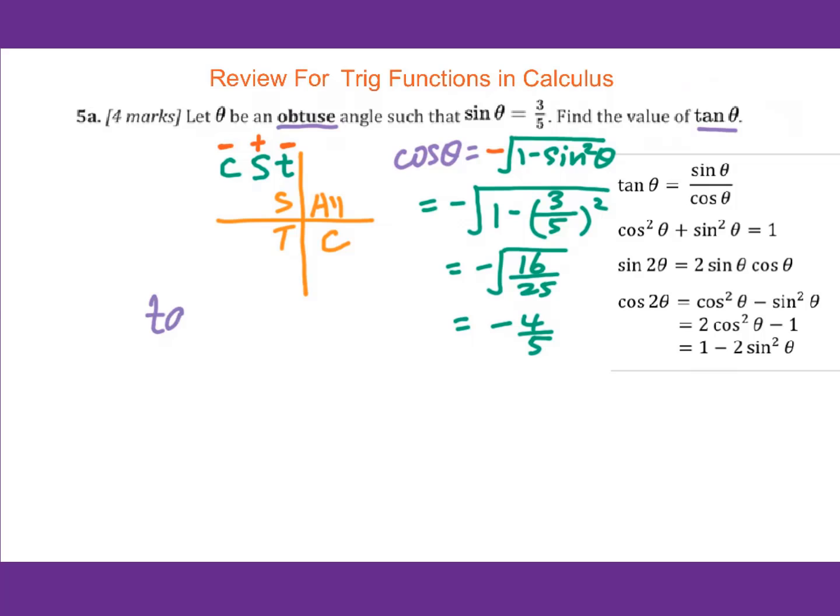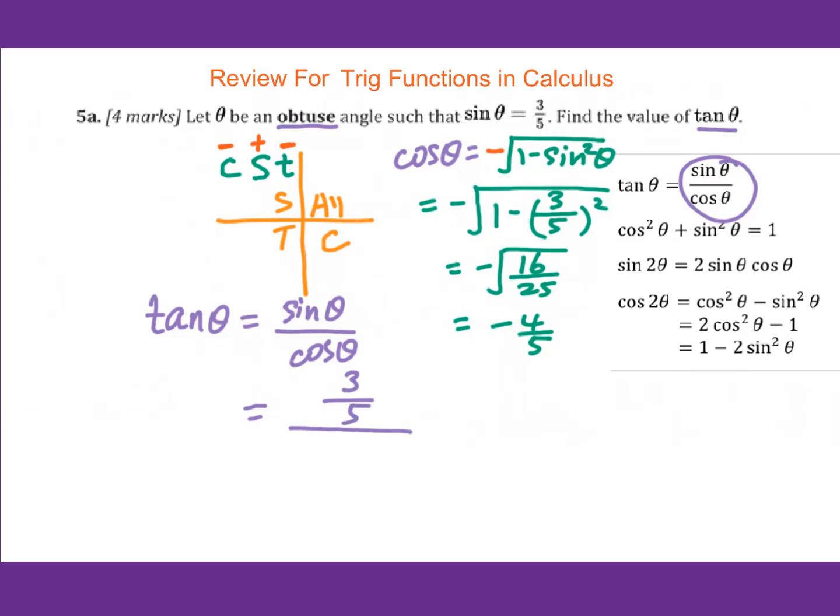Therefore, tangent theta equals, using this formula, sin theta over cosine theta. That is 3 over 5 over cosine theta, which is negative 4 over 5. For a complex fraction, same denominator, you will get negative 3 over 4. So we write down tangent theta equals negative 3 over 4.